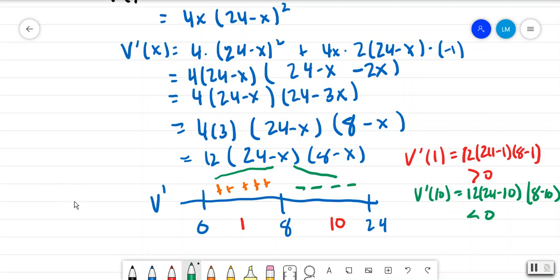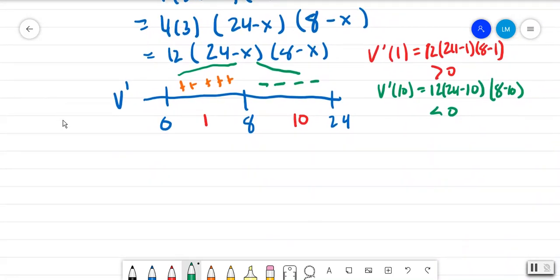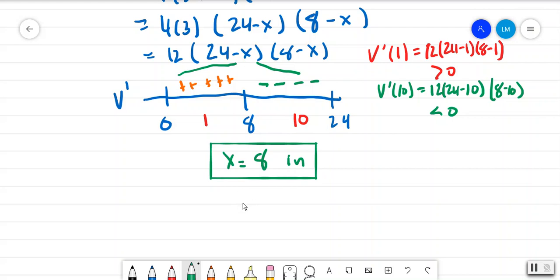What that does is that verifies that 8 is an absolute max. And furthermore, basically it tells us that x is equal to 8 inches. That's the size of the square. But what that's telling you is that you had 48 minus 2x, which basically is just going to be 16, so that's going to be 32. So you have 32 inches.